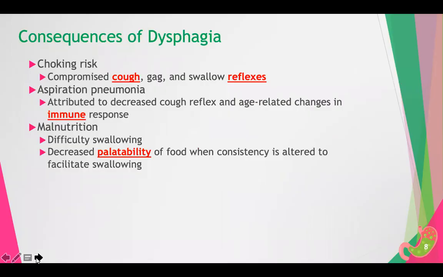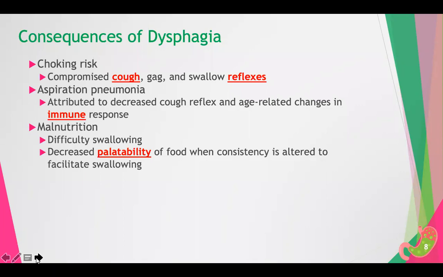There are a lot of consequences of dysphagia. When individuals have difficulty swallowing, there's obviously a choking risk, because of a compromised cough, gag, and swallow reflex. They can develop aspiration pneumonia, which is typically attributed to the decreased cough reflex and age-related changes in immune response. But we'll talk about aspiration in a little bit.